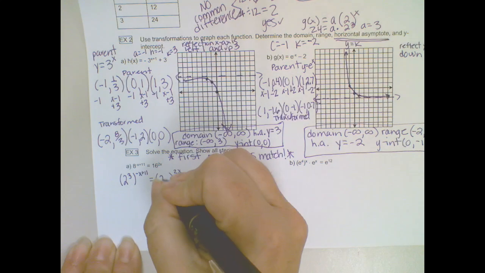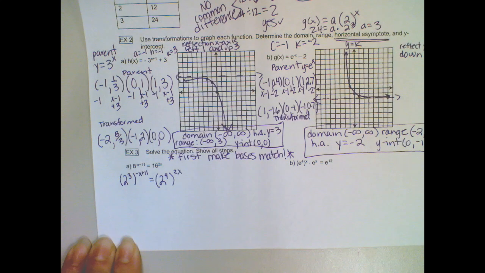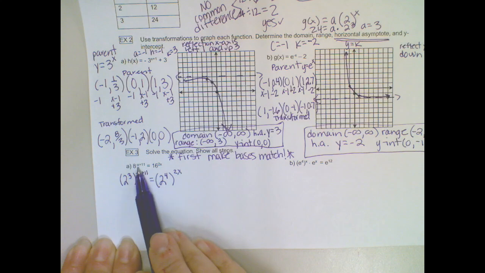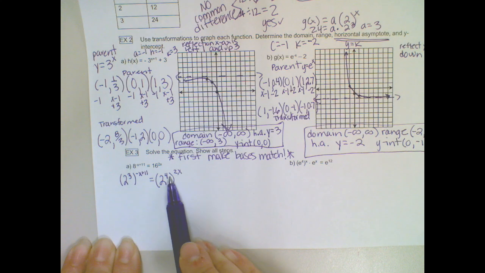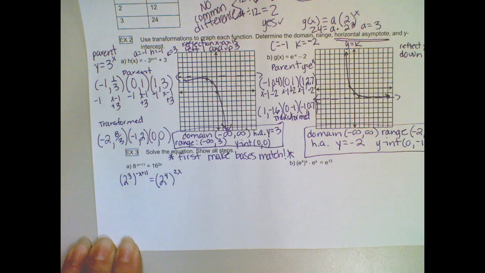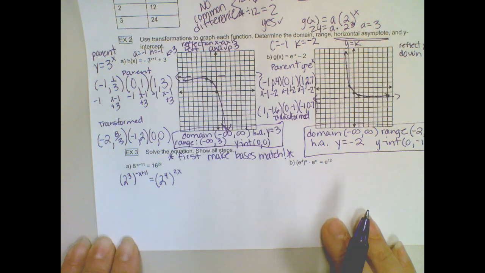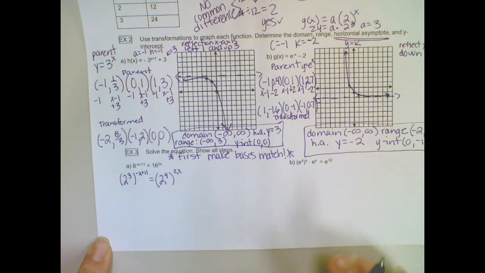16 is 2 to the fourth power. So I have literally kept the exponents the same. All I did was swap out 2 cubed for 8 and 2 to the fourth for 16, which is allowed because they're equivalent. Now I apply my exponent rules from way back when.